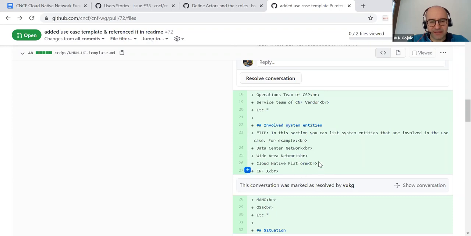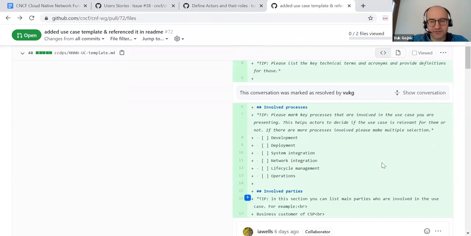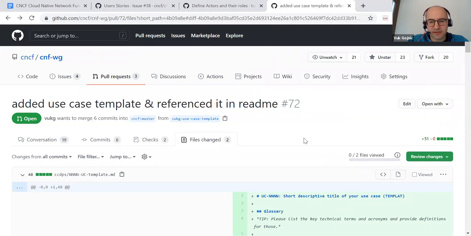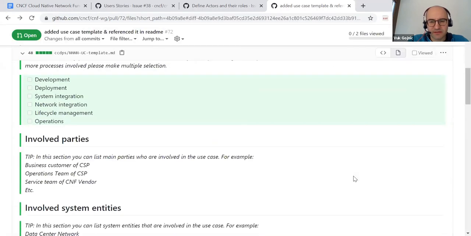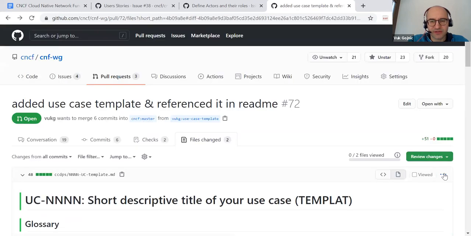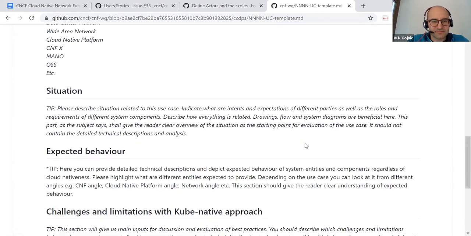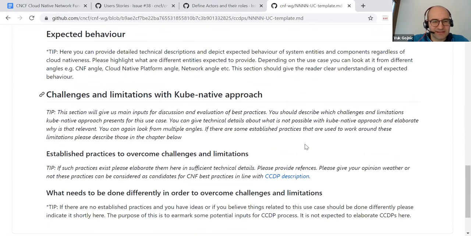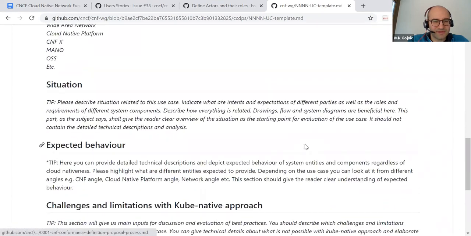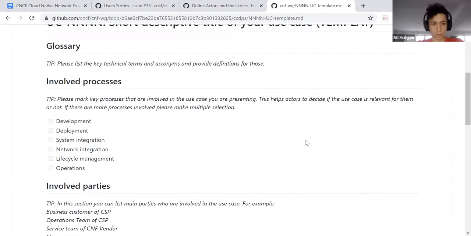Just for formatting, they're not visible if you go to view file in the three dots upper right. Then it's actually breaking the lines.